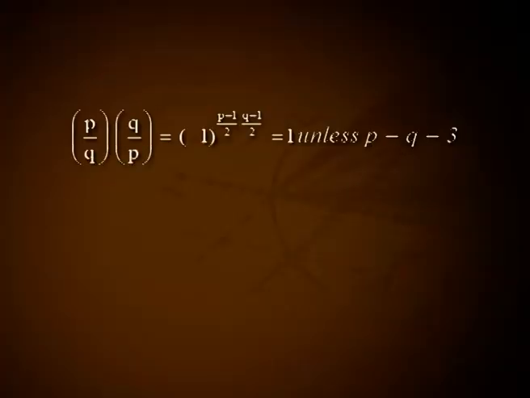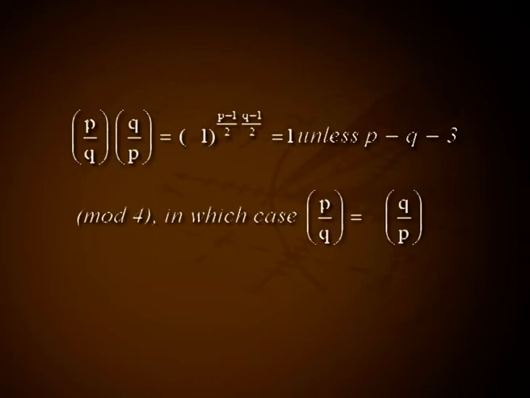If p and q are distinct odd primes, then (p/q)(q/p) is equal to (−1)^((p−1)/2 · (q−1)/2), which is equal to 1 unless p is congruent to q is congruent to 3 mod 4, in which case (p/q) is equal to minus (q/p). Proof.